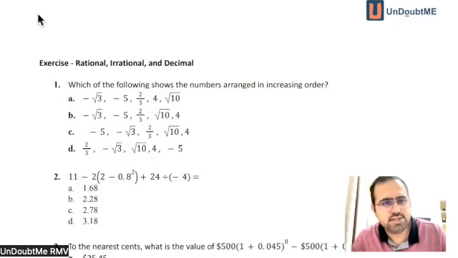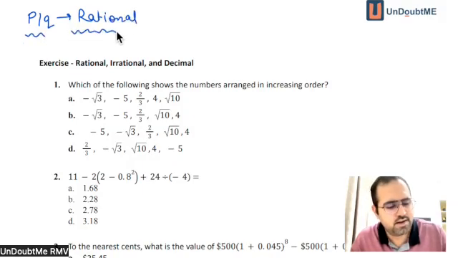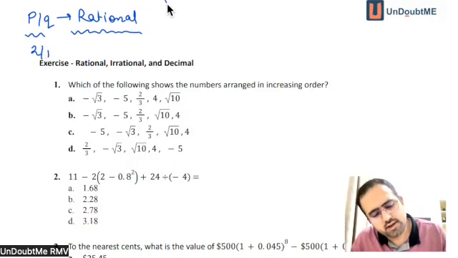Okay, correct. Look, any number which can be written in the form of P by Q is rational. This is a concept part. Even if you're saying 2, 2 can be written as 2 by 1. There's no problem, so it is a rational number.